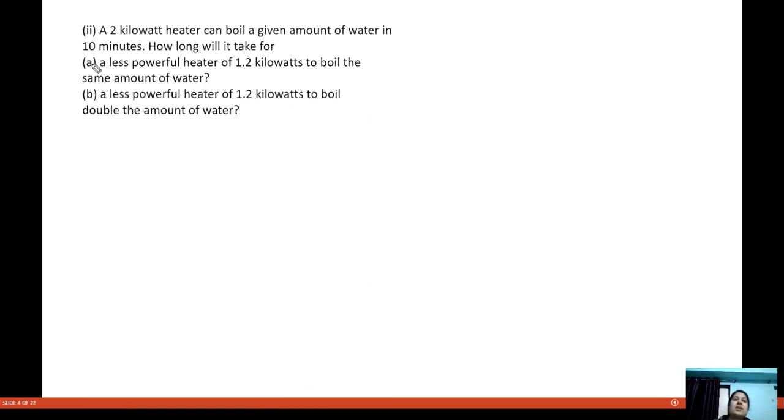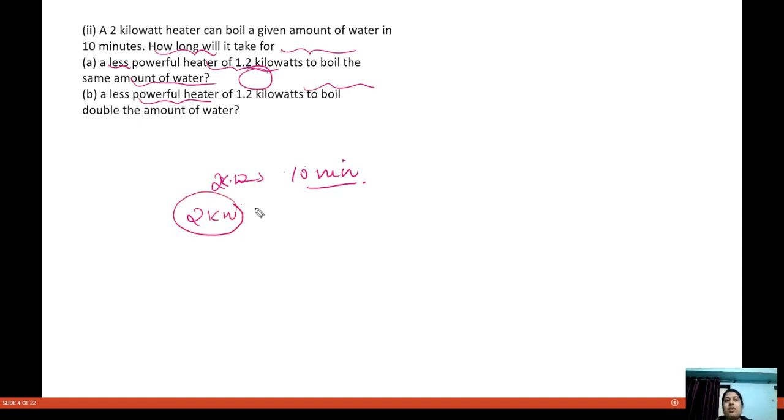Now look at this question. It is saying a 2 kilowatt heater can boil a given amount of water in 10 minutes. How long will it take a less powerful heater of 1.2 kilowatt to boil the same amount of water? So it is saying that a 2 kilowatt heater is there, and it is boiling the given amount of water in 10 minutes. So actually 2 kilowatt energy is given for 20 minutes.